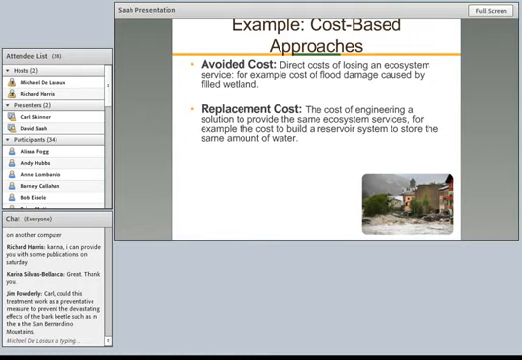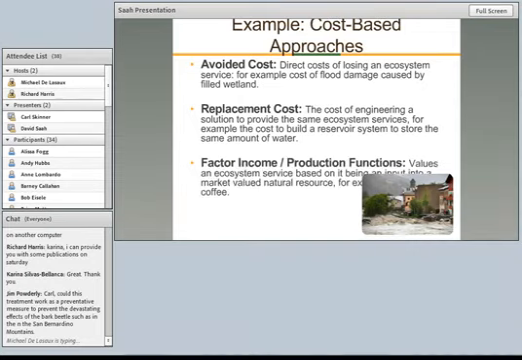Replacement costs, these are the cost of engineering a solution. So for example, going back to that wetlands example, if you get rid of a wetland, how much would it cost to build a levee to meet the flooding mitigation effect that it actually has, and how can it compare against the other functional uses of that wetland within those ecosystem services?